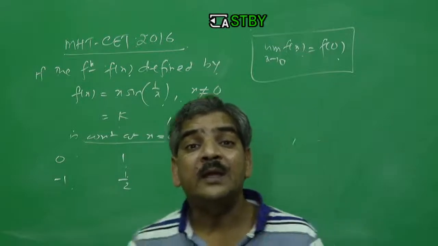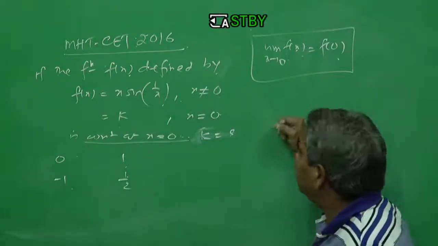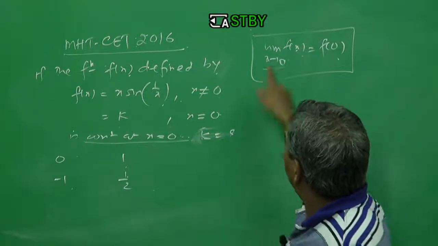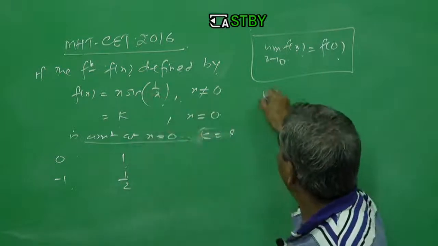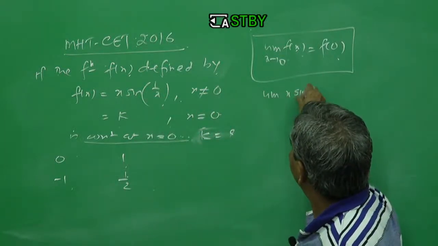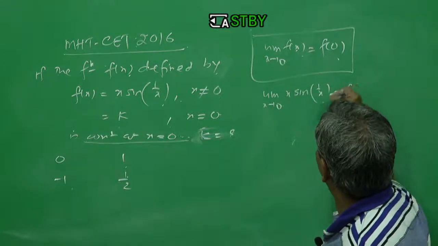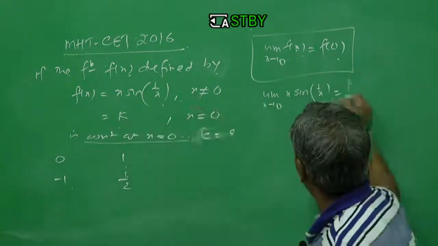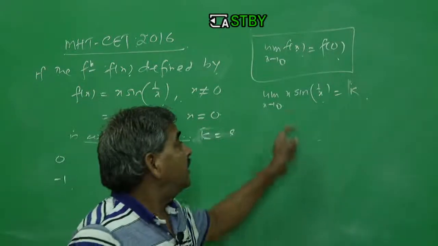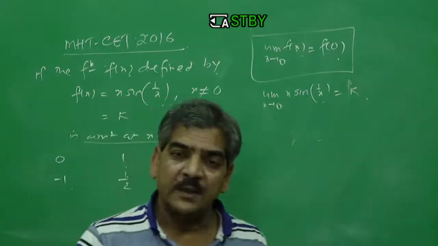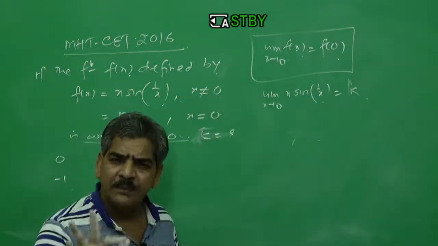You are asked to calculate k, so I will calculate it. Okay, simple. Look at this. Now when x is not equal to 0, f of x is equal to this one. So limit of x into sine of 1 by x as x tends to 0 is equal to f of 0. What is f of 0? k. Students struggle to calculate this limit, but it is a simple part, a very simple part.